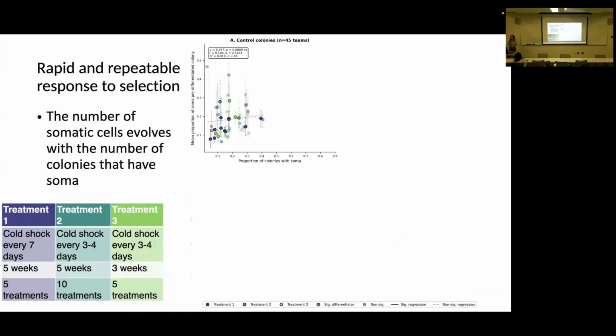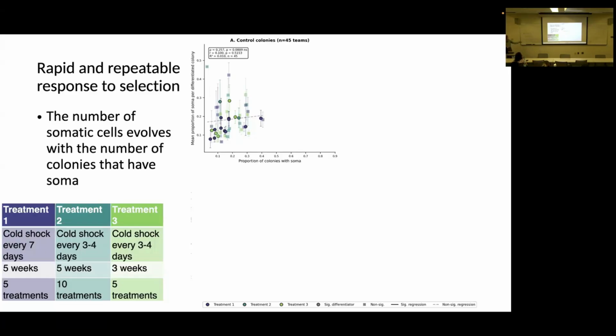Then I looked to see if the number of somatic cells also evolved here. So here you can see the controls. On the x-axis, I've got the proportion of colonies with somatic cells. On the y-axis, we're looking at the mean proportion of somatic cells per differentiated colony. And there's no relationship between the two in controls.